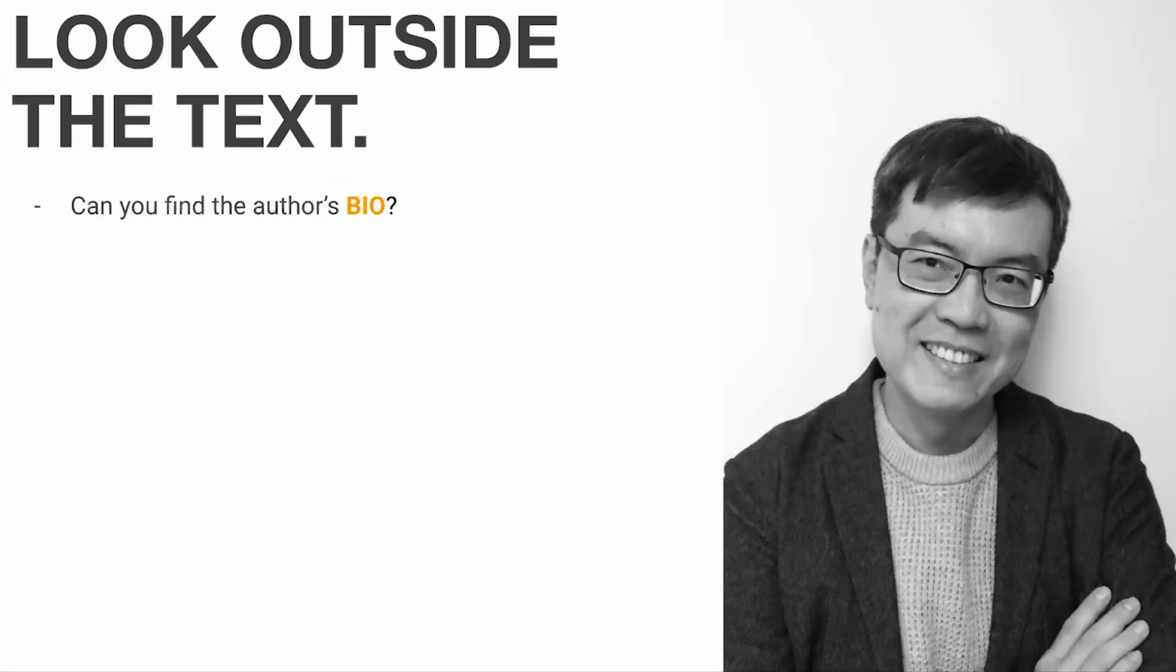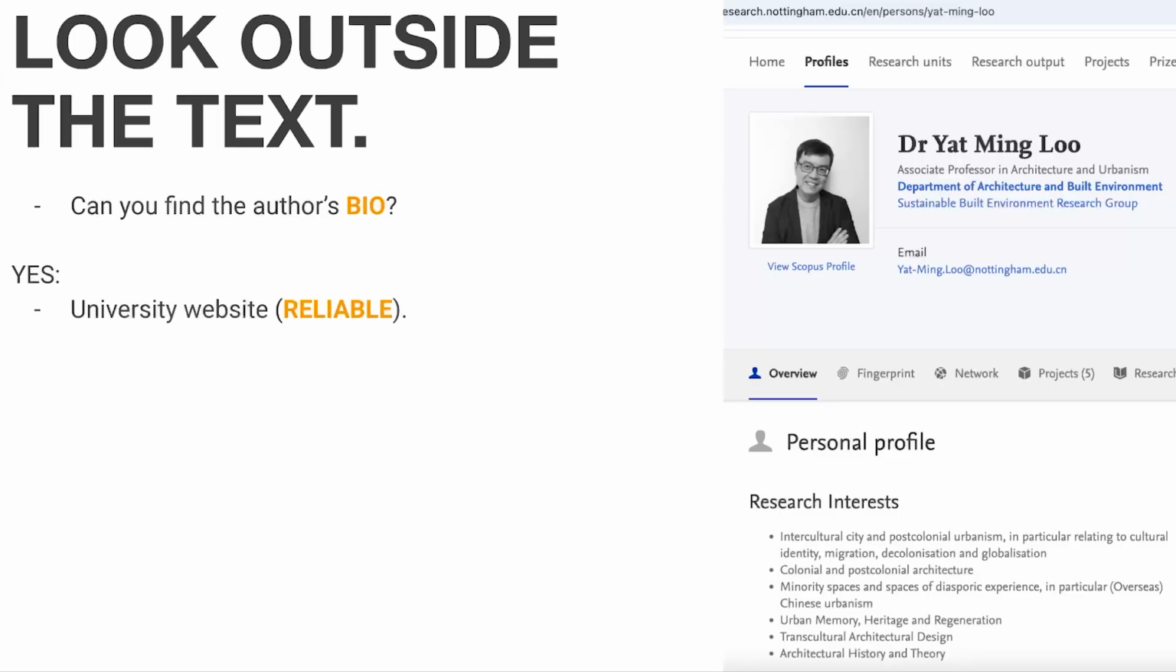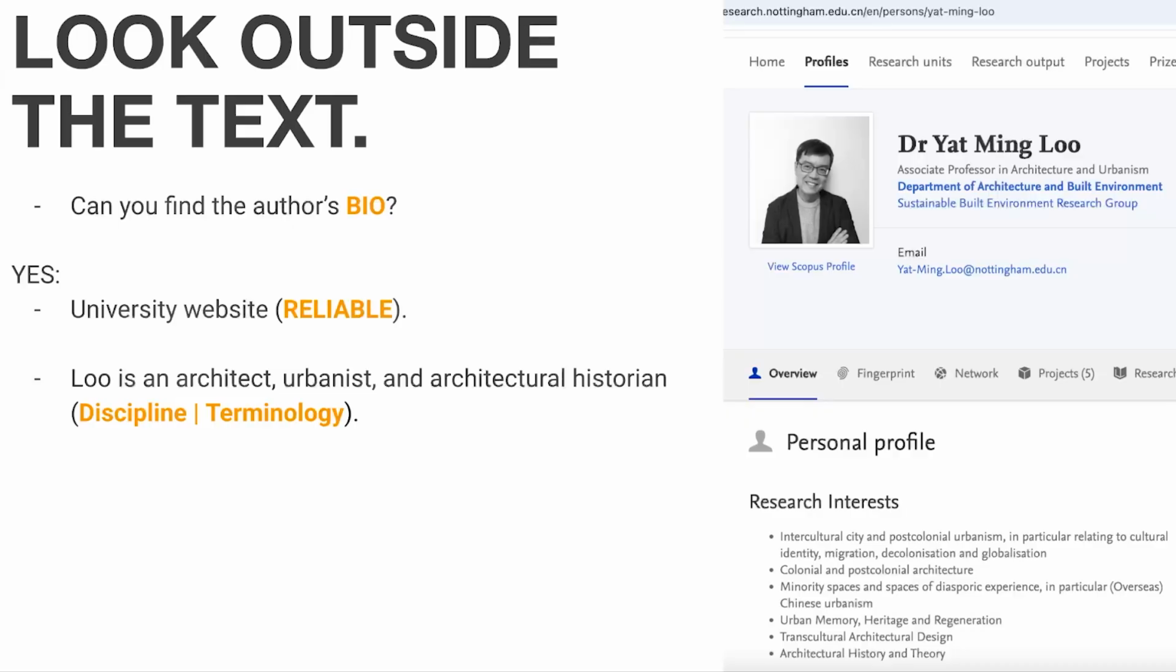So now to look outside of the text. Can you find the author's bio? Yes, we can. So if we do a search for Dr. Yap-Ming Liu, we can find a university bio, which is going to be fairly reliable. We can see here that Liu is an architect, urbanist, and architectural historian. So we have some information here about their discipline and the terminology that they may be using.